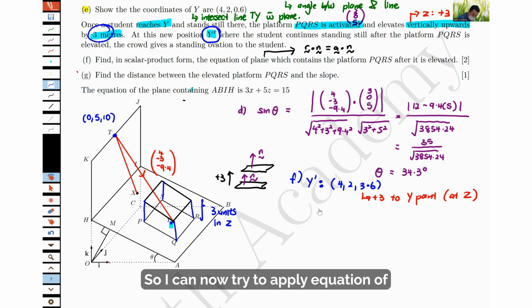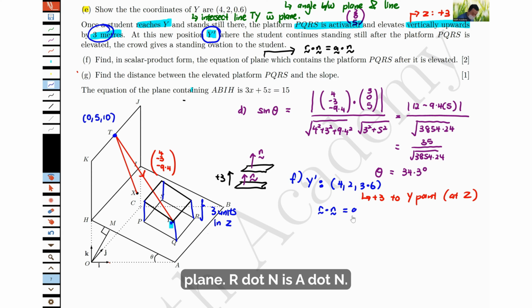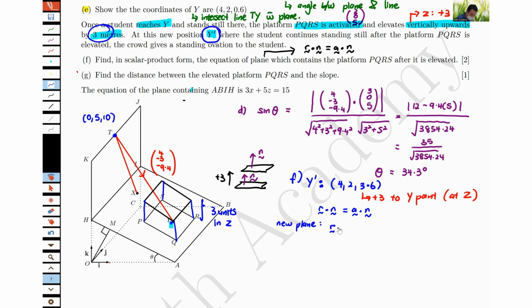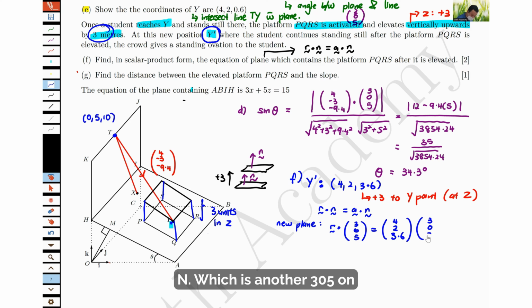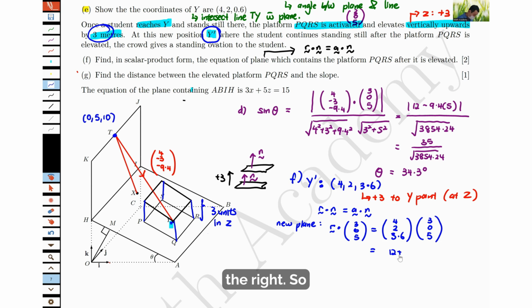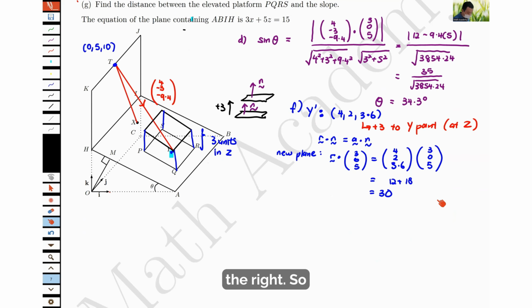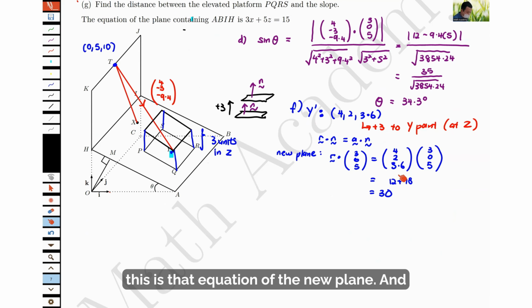So I can now try to apply the equation of the plane. r dot n is a dot n. We use that for the new elevated plane. The equation will be r dot (3, 0, 5) is a dot n, which is another (3, 0, 5) on the right. So this is the equation of the new plane.